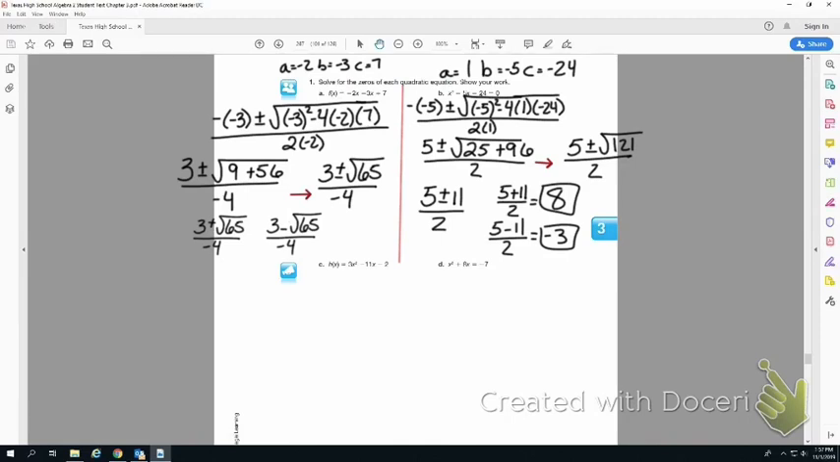Okay. I want you to go through D. Now before you start it, what's the first thing I need to do? I need to what? Add 7. So your C value is not -7. It is going to be +7. So go through the whole process. This one should turn out nice and neat like B did.